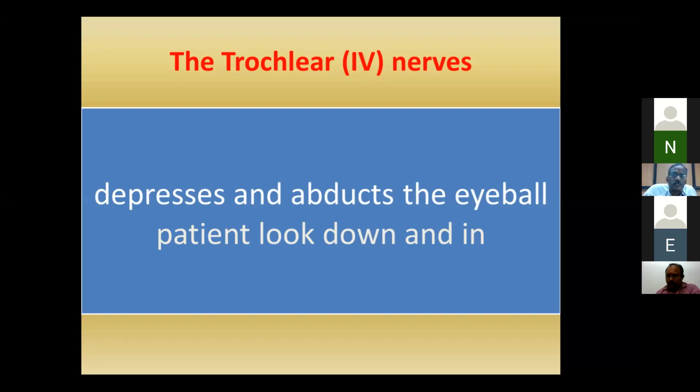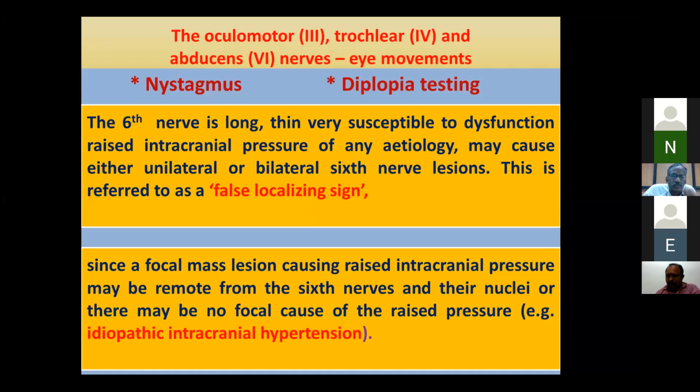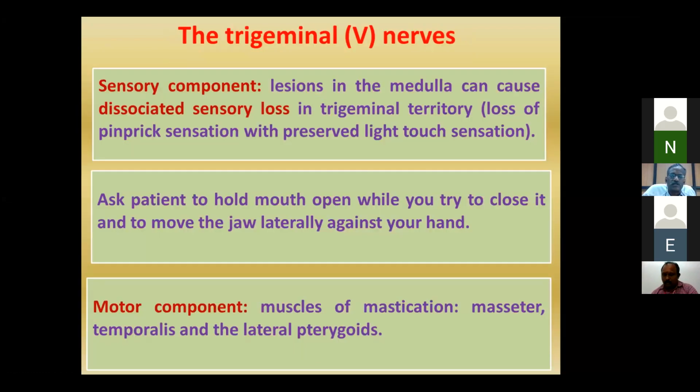Coming on to the sixth nerve. As this is a longer nerve, any pressure problem can cause false symptoms of the sixth nerve, known as a false localizing sign, and it can be due to increased intracranial pressure. So these two things are important in the sixth nerve. The sixth nerve is the longest, so along its course anything can cause compression. I told you the lateral rectus is responsible for lateral movement of the eyeballs.